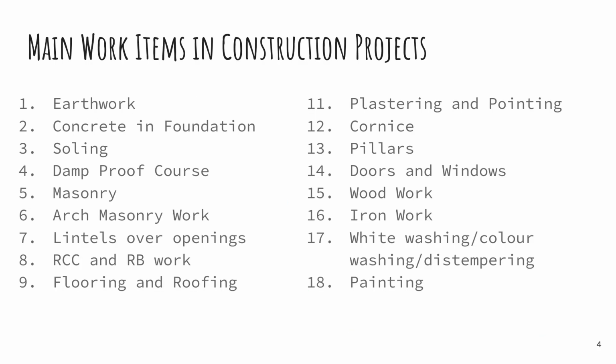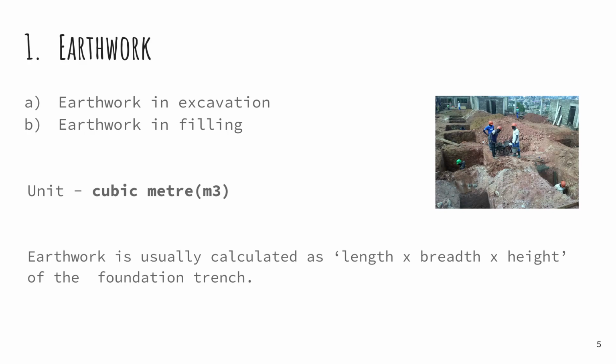So there are mainly 18 types of works. We'll see each of them one by one. The first one is earthwork. So there are two types of earthworks. One is earthwork in excavation and the second one is earthwork in filling. And the unit is cubic meters. So we measure earthwork in cubic meters.